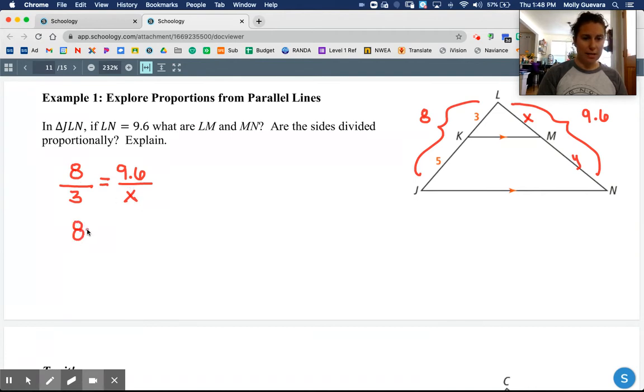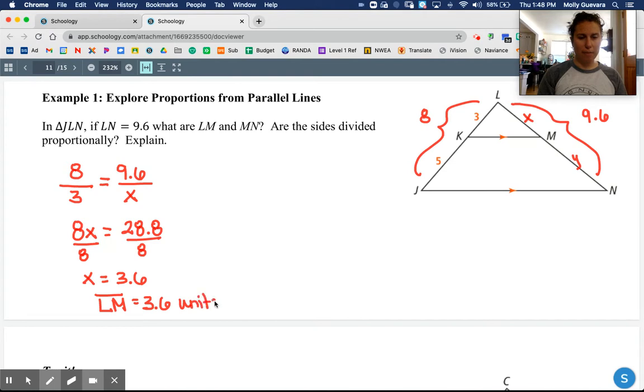I get 8x equals 28.8, divided by 8, divide by 8, and I get x is equal to 3.6. So the length of LM is 3.6 units. Okay, so I can get rid of this x here and label it 3.6.